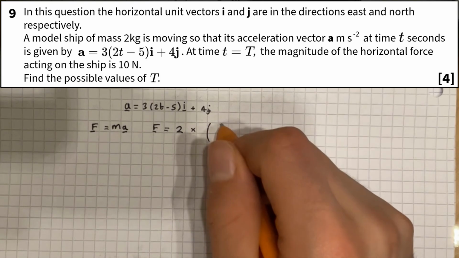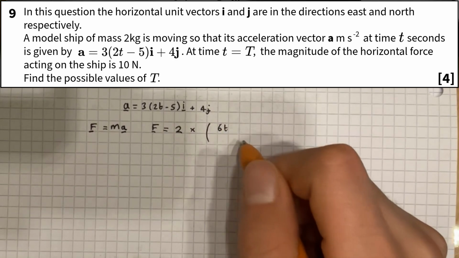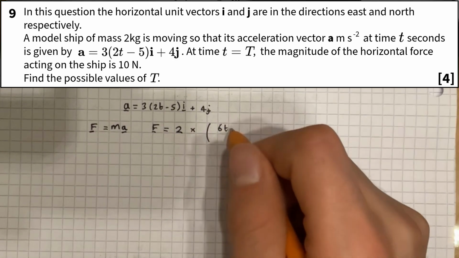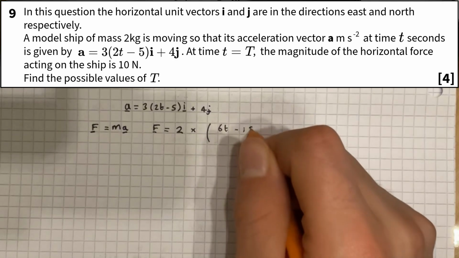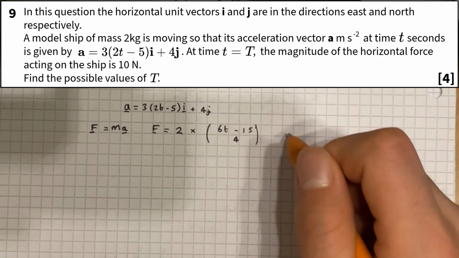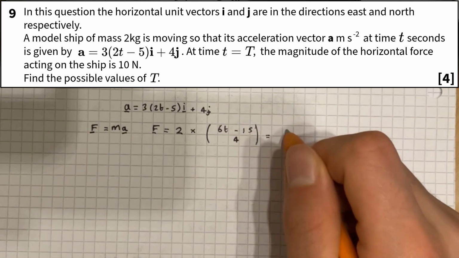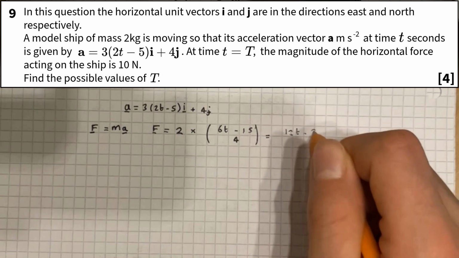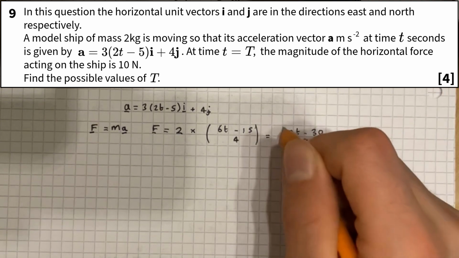I'm going to write it as a vector because it's a bit simpler to write this way. I'm going to expand this bracket to get 6t minus 15, and then the 4j is going to go below. Once we times this by 2, we're going to times everything inside the brackets by 2 to get 12t minus 30 and 8.